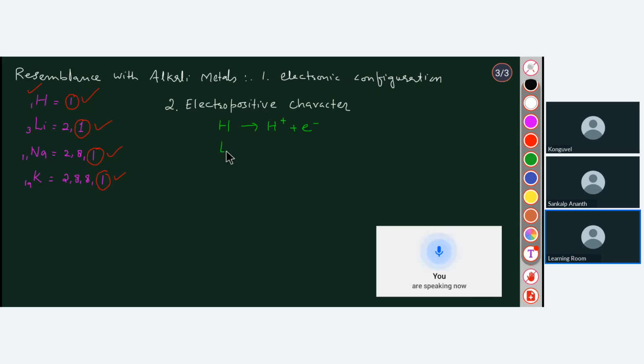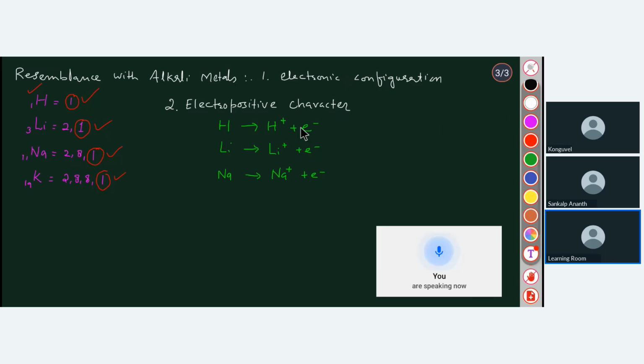And the same property is shown by alkali metals. They can also easily lose electrons and form cations. Sodium loses one electron and forms a positive cation. They easily form the cation. They have a tendency to lose electron, and hydrogen also has a tendency to lose electron.